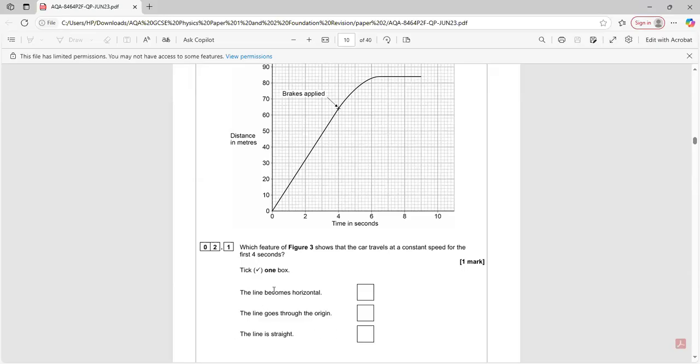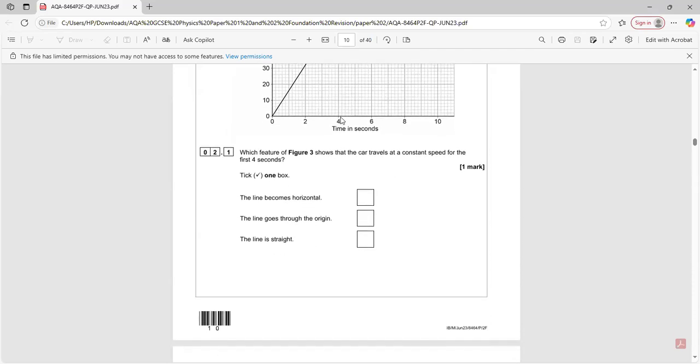Okay, please. The line becomes horizontal doesn't mean it's a constant speed. Remember the first 4 seconds. If you look at it, it's showing you a line that's tilted towards the right. Again, showing us direct proportionality. In this case, the distance traveled in meters is directly proportional to the time covered in seconds. So that's why we will go with the last option, that the line is straight.